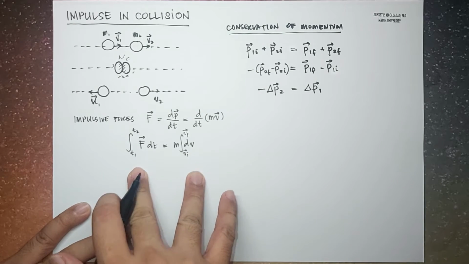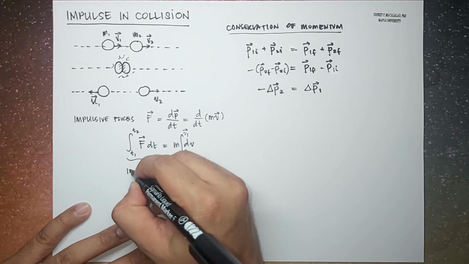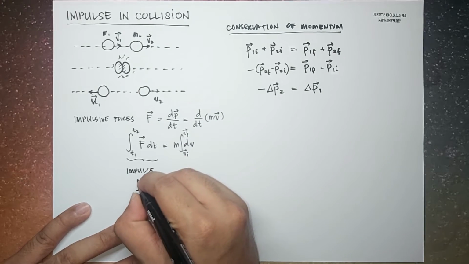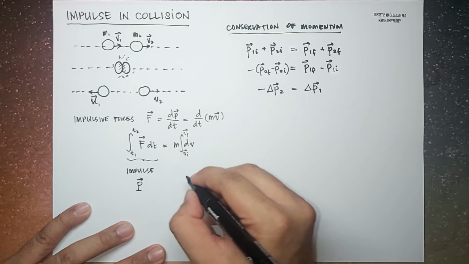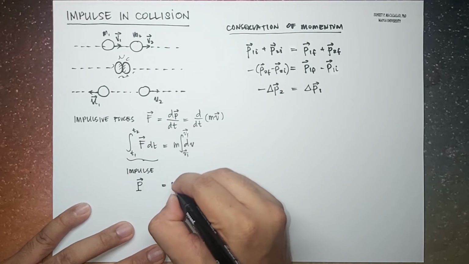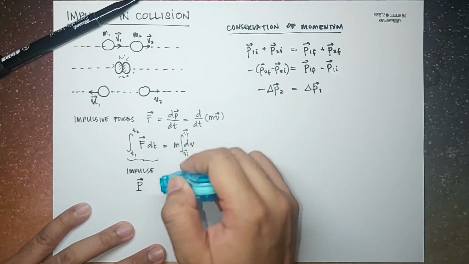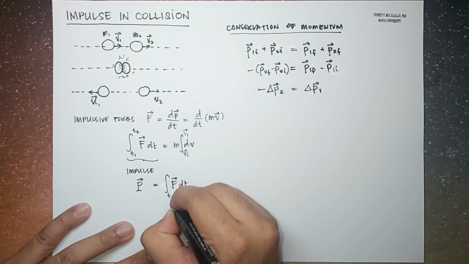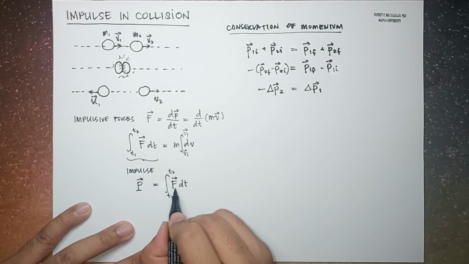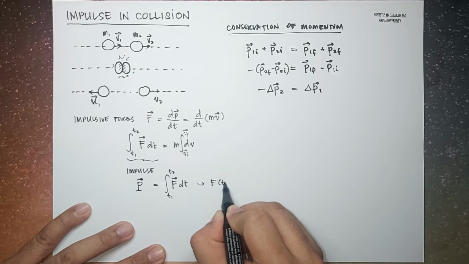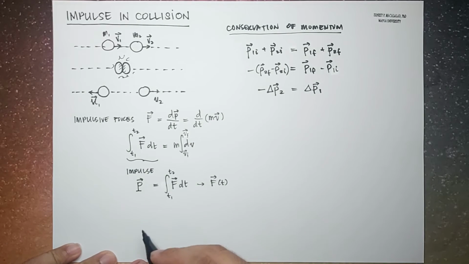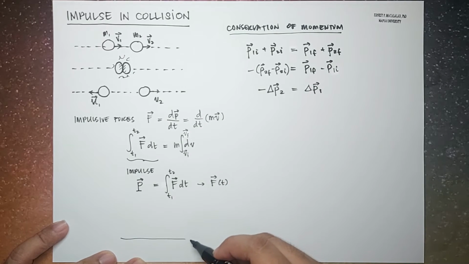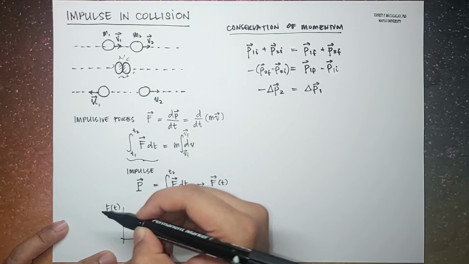We call this term the impulse. In your book, it's written as capital P. As I mentioned, this will be equal to the integral of F dt from t1 to t2. This force is a function of time. So if we take the graph of the force as a function of time, let's say this would be your time axis, and this will be your F as a function of time.